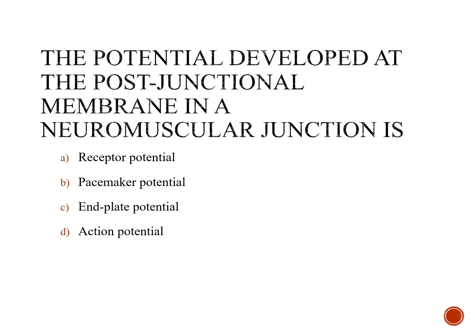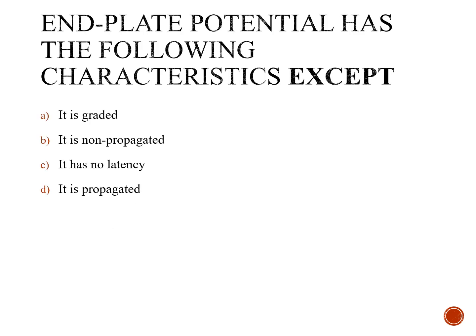A potential developed at the post-junctional membrane in a neuromuscular junction is: receptor potential, pacemaker potential, end-plate potential, action potential. So it is end-plate potential. I told you the postsynaptic membrane is also known as the end-plate. So the potential developed in this postsynaptic membrane is called end-plate potential, which is a local potential, a graded potential, but it can be summated and can produce an action potential.